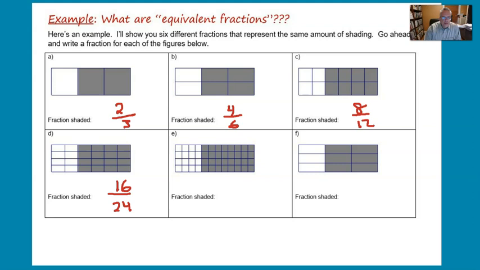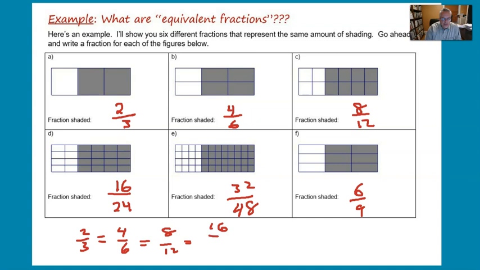All right, this is getting a little crazy, but I think we have 32 out of 48 shaded here. That's equivalent to 2/3 also. And here we have 6 out of 9. So all these fractions represent the same amount. They're all equal. We could say that 2/3 equals 4/6 equals 8/12. It's the same thing as 16 over 24. But we could write it as 32 out of 48, which is also equal to 6 out of 9. All these fractions are equivalent ways of representing the same quantity.